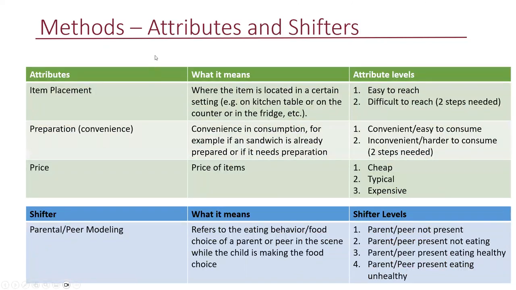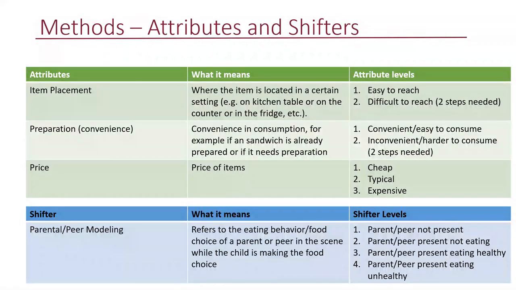And of course, other attributes were accounted for, one of which is the item's placement, not in all nodes, in certain nodes, where the attribute levels varied between one where the food item is easy to reach on a table, for example, or difficult to reach, for example, in a closet or cupboard. And preparation, of course, one level being the convenience and easiness to consume, and the other where the school child had to actually prepare the item, whether it's cutting an apple or making a sandwich before eating it.